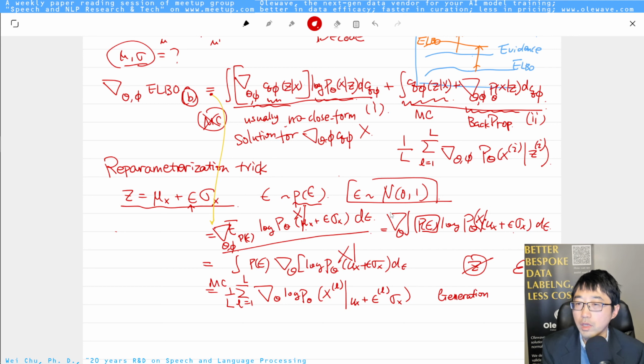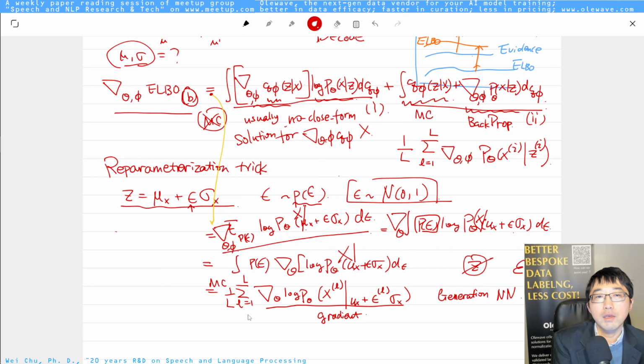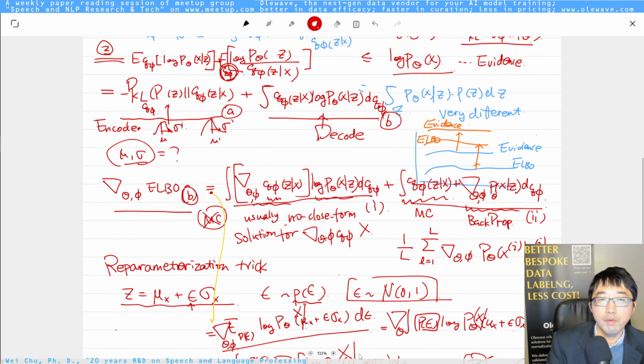You have a neural network generation neural network. You can get the back propagation, you can get autograd. So this part is the gradient. It's easy to get. You get it from PyTorch, TensorFlow, and then you summate over this. Then it solves the B part of the ELBO's derivative, or the gradient.